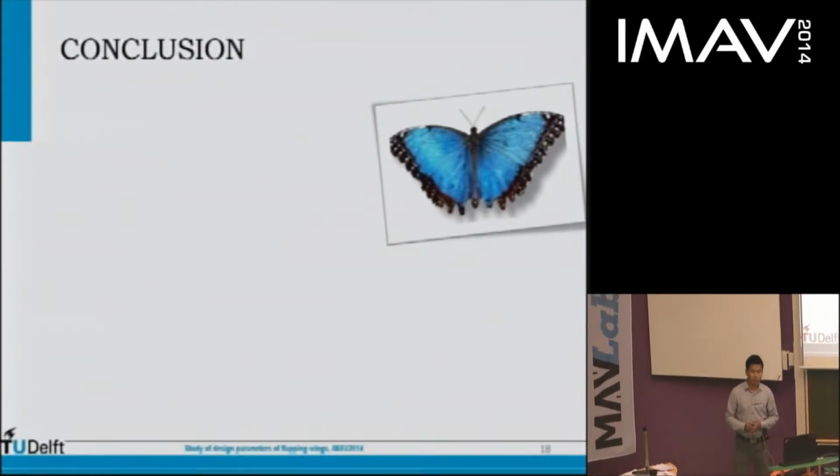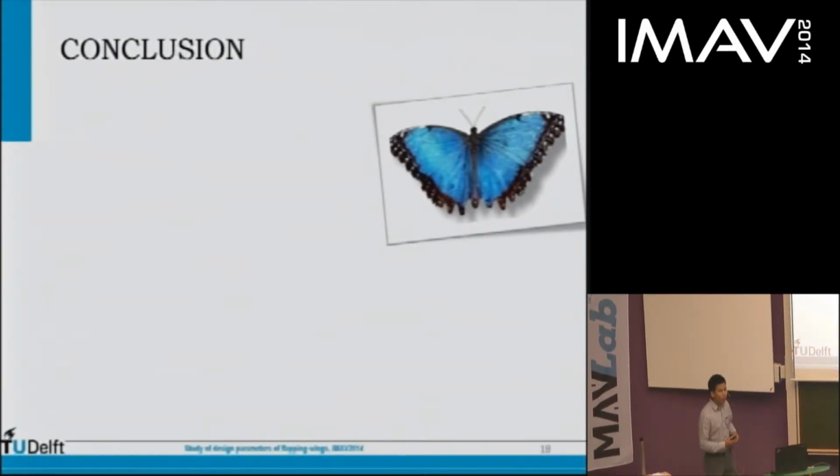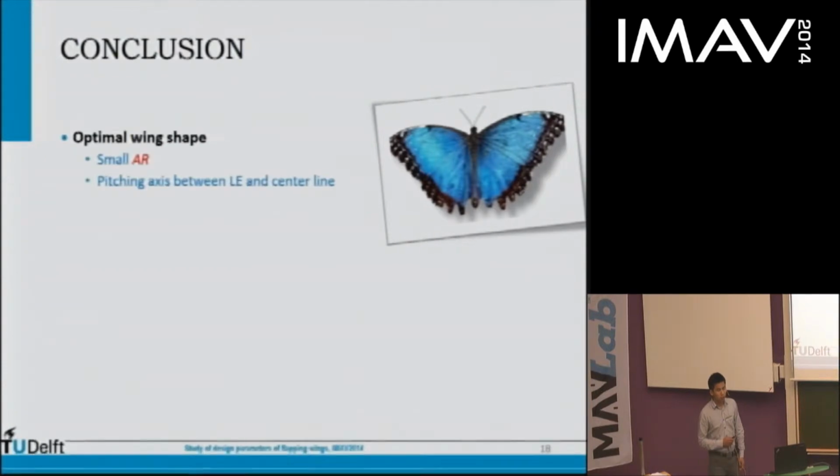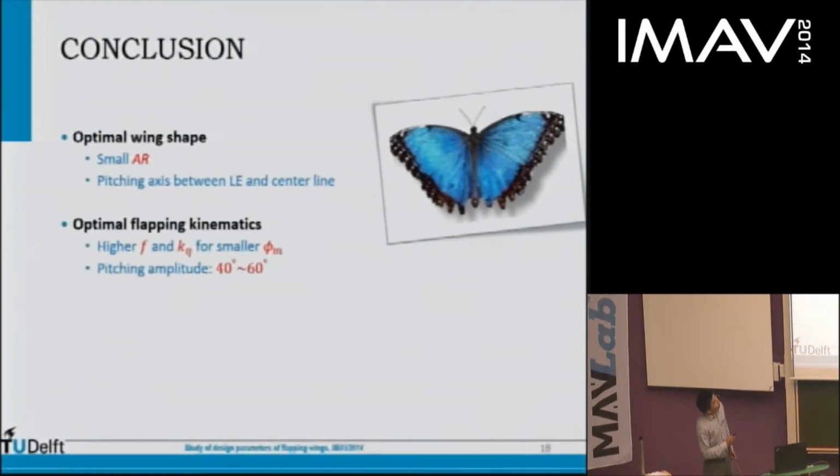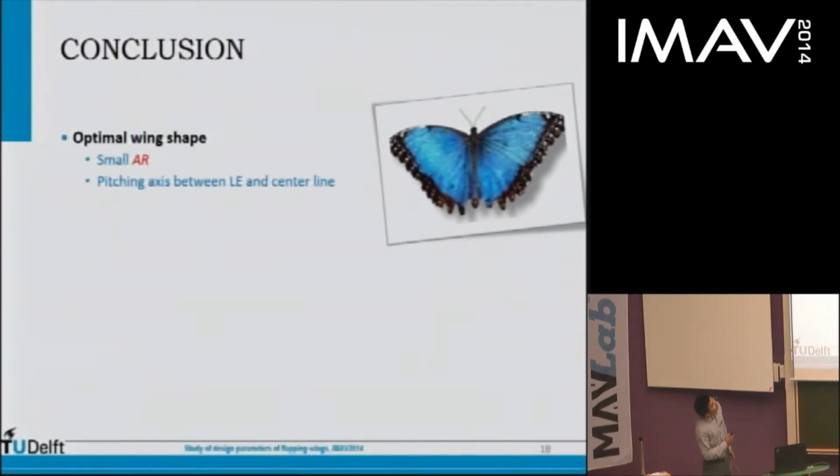It's time to get a conclusion. Well, the overall conclusion can be shown by this figure. We got an optimal combination of morphology and kinematics similar to a butterfly. From the perspective of the optimal wing shapes, we got a smaller aspect ratio, and a pitching axis located between the leading edge and the center line.